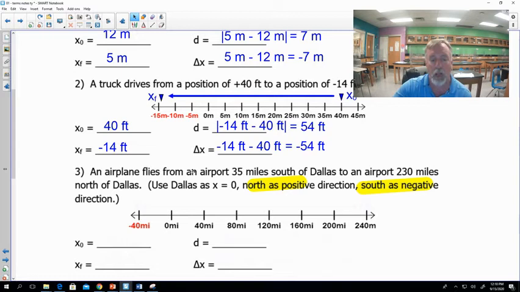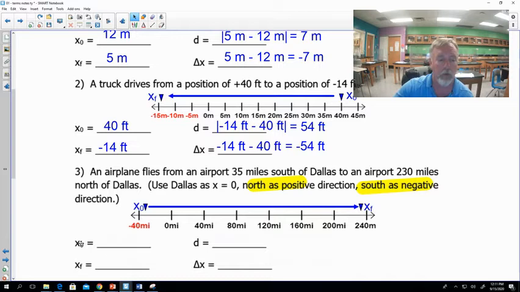So we're starting at 35 miles south. Well, if south is a negative direction, then our initial x, that's going to be down here. It's going to be on the negative side of our number line because it started south and south was negative. Now, this plane then flew to an airport in Dallas, 230 miles north. So that's a positive side. So we're going to put our xf over here at about 230. Let's draw our arrow to connect the two. Now notice that this arrow points to the right. That's the direction we've called positive.